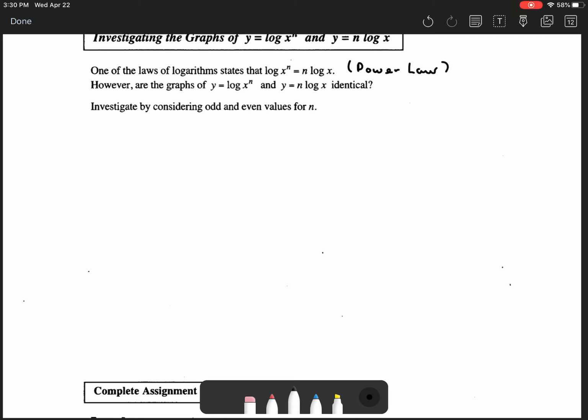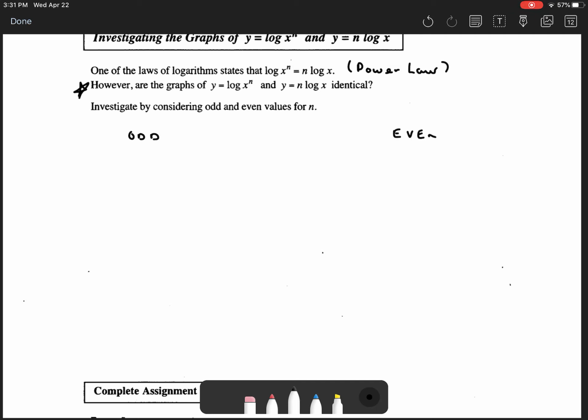Now, one of the laws of logarithms states that log base x to the n is equal to n log of x. And again, remember, we called that our power law, and we were working with that the last couple days. It says, however, never a good term, are the graphs of y equals log of x to the n and y equals n log of x identical? Are they the same?